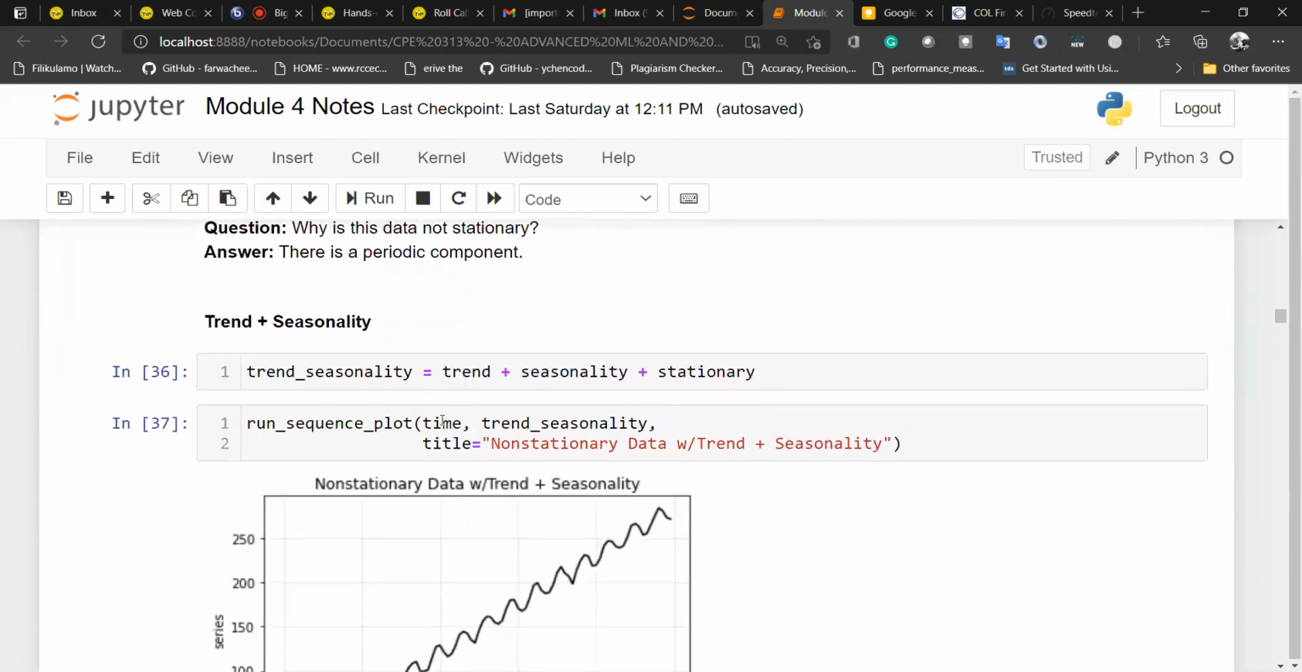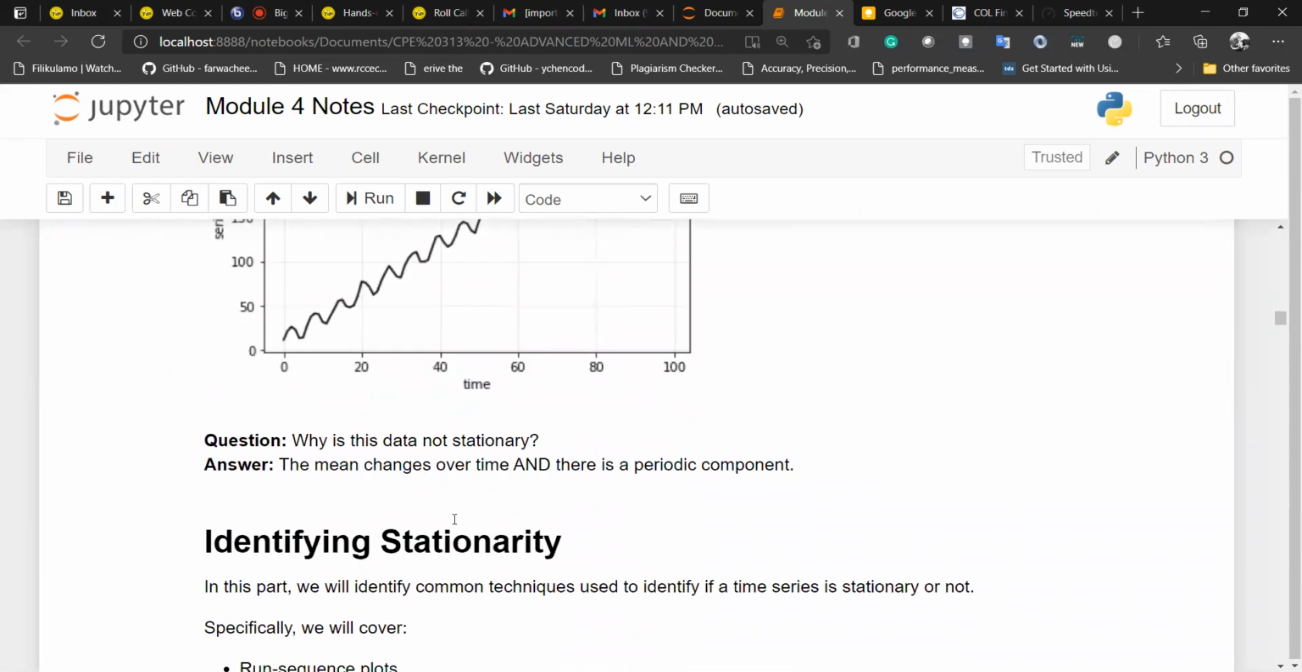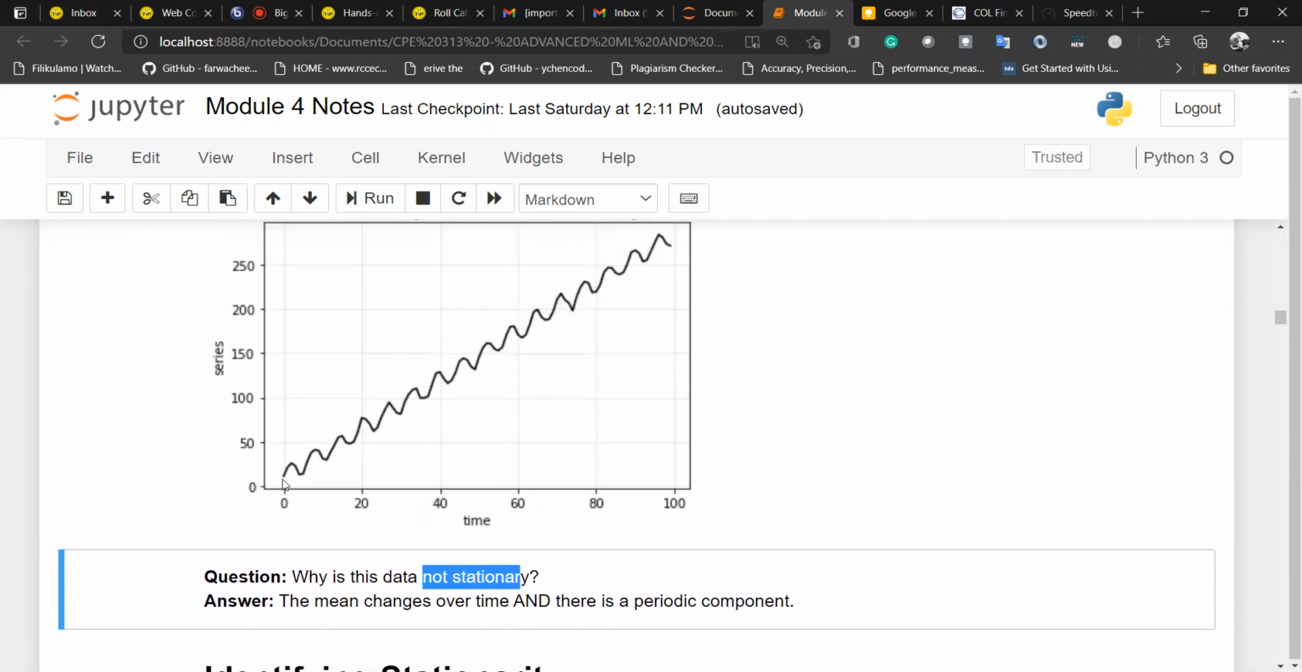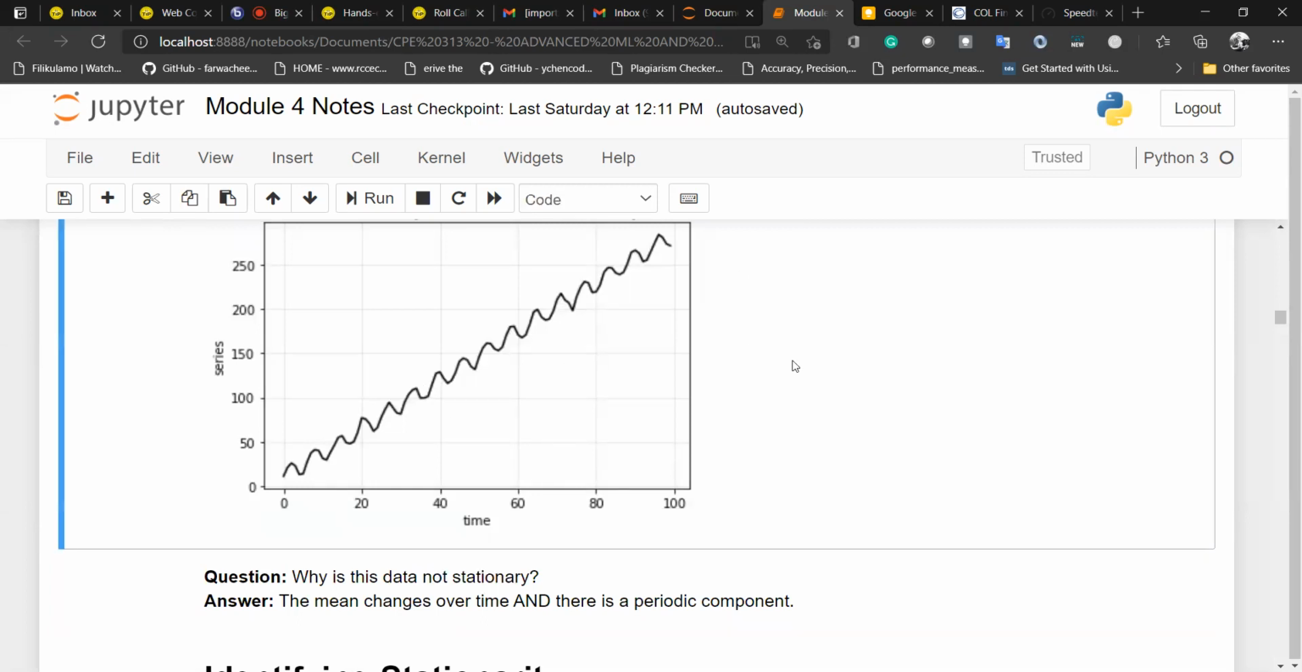Now, let's have a trend and seasonality. Again, this is not stationary data, right? Why? Because the mean changes over time, and there is a periodic component. It has a periodic component, and at the same time, its mean changes over time. Okay? So when we see a signal like this, changing, that is not stationary data or time series.